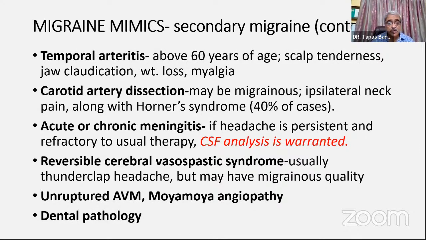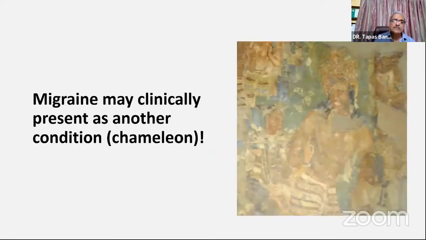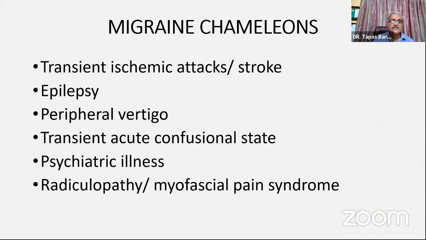Reversible cerebral vasoconstriction syndrome, recurrent thunderclap headache is a classical kind of presentation, but these can be migraine mimics at times, as can unruptured AVM, angiopathy, dental pathology. Now come to certain disorders where migraine may be the underlying diagnosis, but they present as some other disease, what we call chameleons. For example, transient ischemic attack or stroke can be a chameleon. The migraine patient presents like a stroke, or they may present like epilepsy, or peripheral vertigo, transient acute confusional state, psychiatric illness, radiculopathy or myofascial pain syndrome. I'll take one by one.